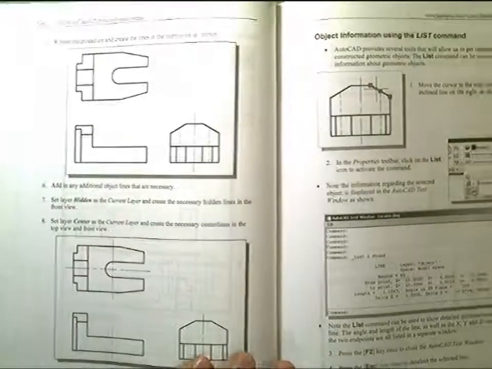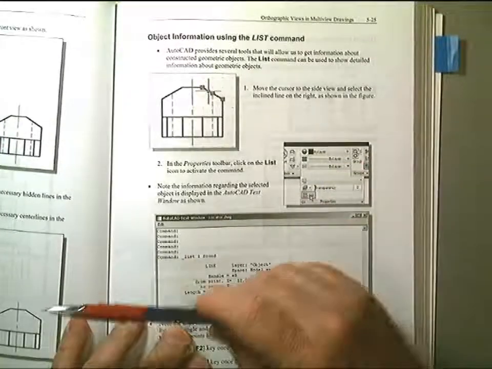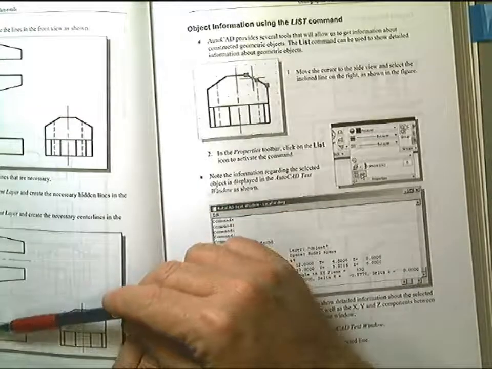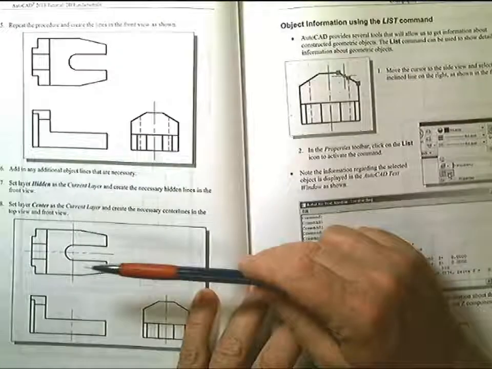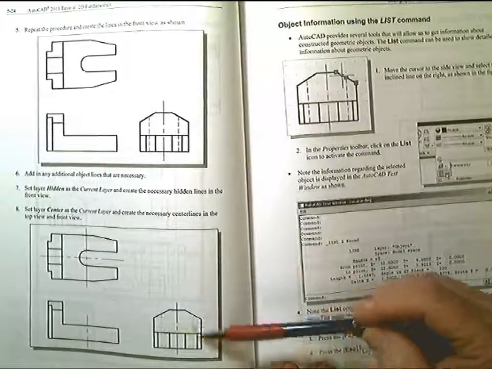And then we're just practically done. We create the center lines. We have to show the hidden lines over here. And the hidden lines here, be sure those are on there.